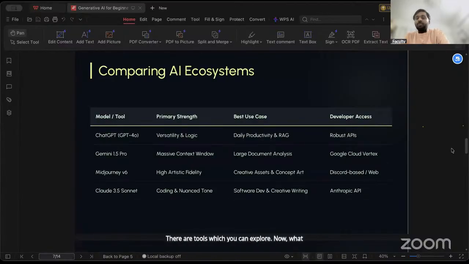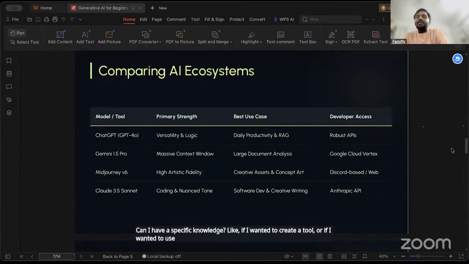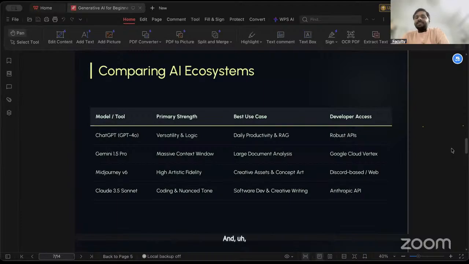Now, what kind of tools? When we talk about exploration, can I have specific knowledge? Like if I wanted to create a tool or use an already available or existing tool, is there any possibility of using that? The answer ultimately is yes. You can go to the website Know Your AI, or wherever you can find such an AI website. Explore that particular website. That will give you recommendations.